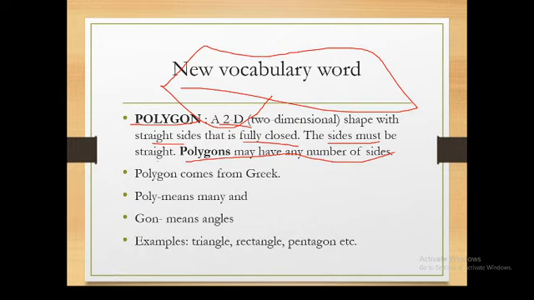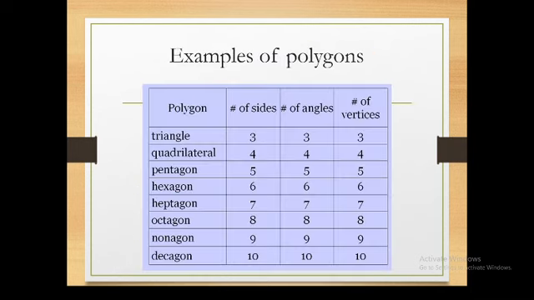Now let's see the origin of the word polygon. The origin of the word polygon comes from Greek. Here we can see poly means many. The word poly means many and gon means angles. So when two sides join together, they make an angle. So what is a polygon? A shape with many angles. So that is a polygon. Now can we name a few examples? Triangle, rectangle, pentagon. So these are a few examples of a polygon.